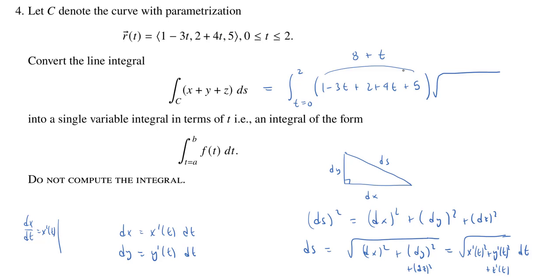In this case, our x is just coming from this parameterization. So when I take the derivative, I just get minus 3, and then I square it, and I get 9. Now I take the derivative of y of t, and I get 4, square it, and I get 16. And then the derivative of 5 is actually 0, so when I square it, I get 0. So that's a 25. Of course, there's a dt out here. So this is the square root of 25, which is 5. So we've reduced it to just doing 5 times the integral from 0 to 2 of 8 plus t dt, which of course is not hard to compute, but that's not the point of the problem.